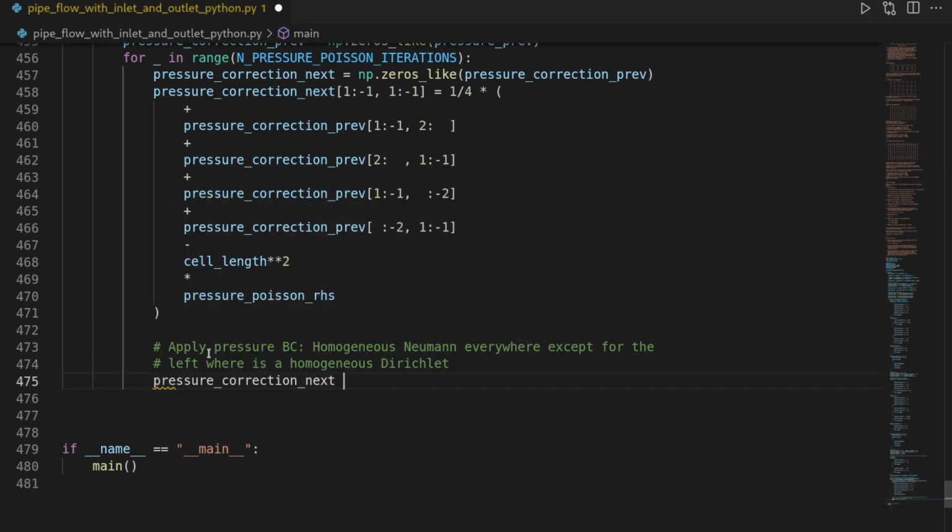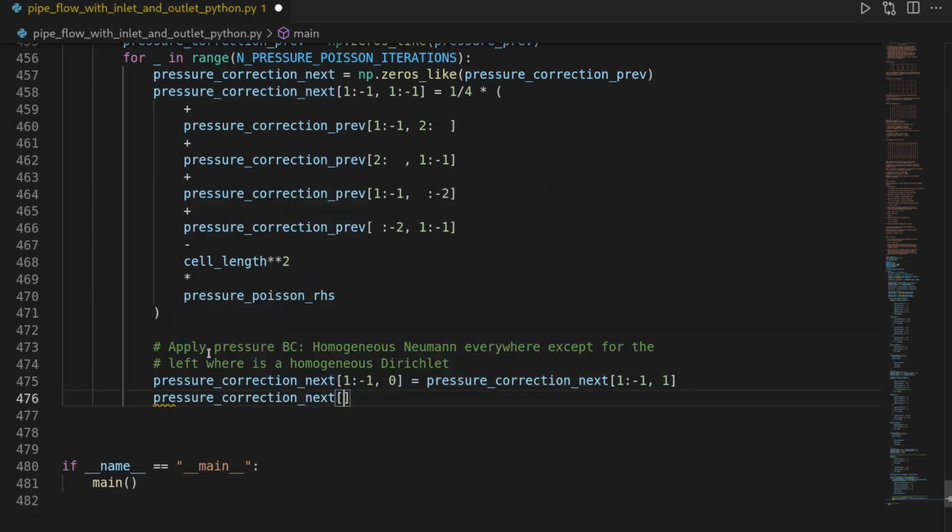So let's translate that into code, and let me go down to our point here by saying pressure correction next, and then we take interior in y and 0 point in x direction is going to be pressure correction next, interior in y, and then 1 to get our interior point here. Then for the right side, for the right edge, so we have pressure correction next, -1.